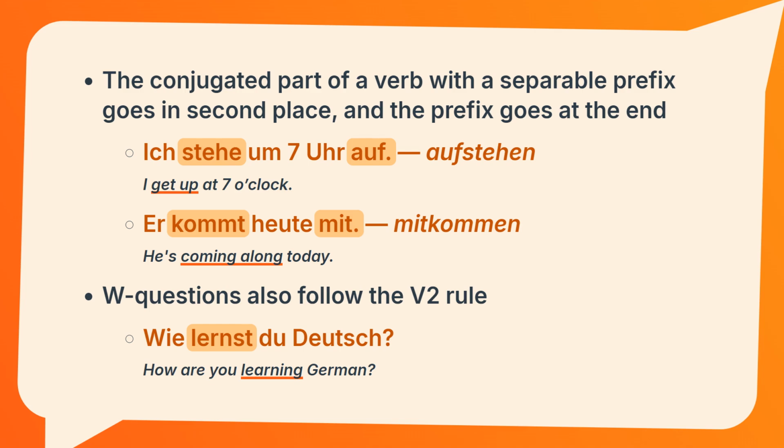And lastly, W questions like wo, wer, was, wann also follow this rule. That means the verb has to go in second place, and the subject flips into position 3. For example, Wie lernst du Deutsch? How are you learning German?